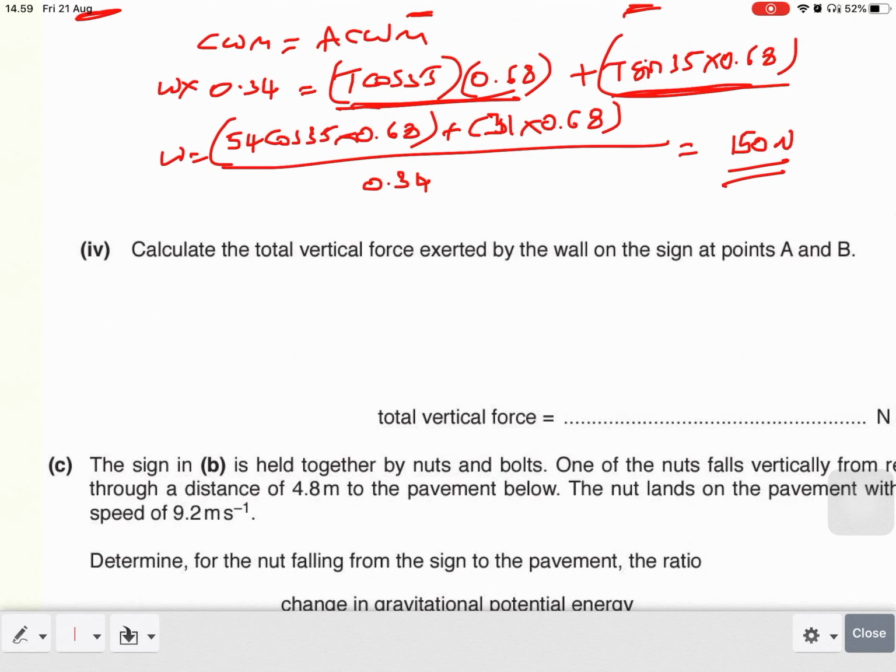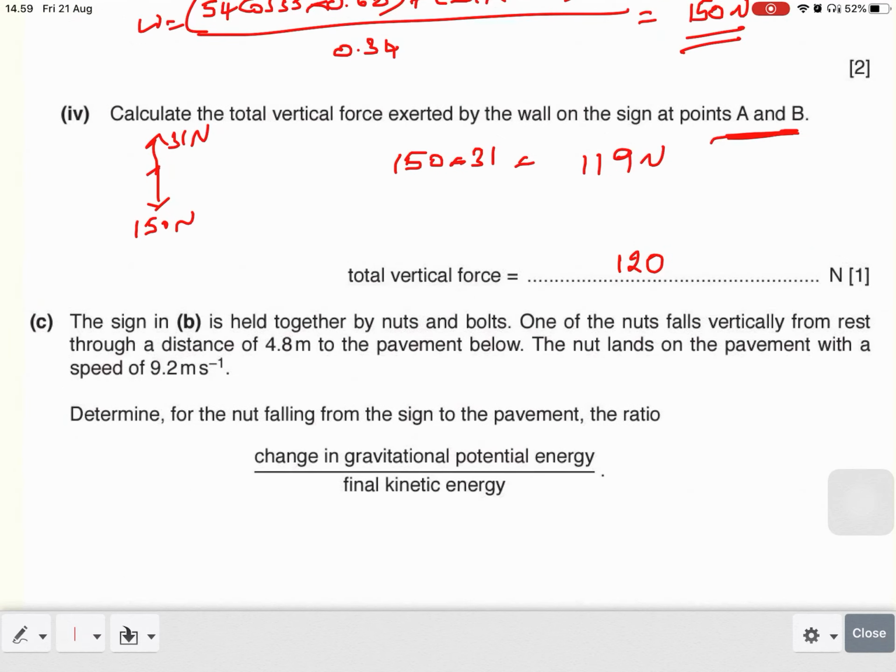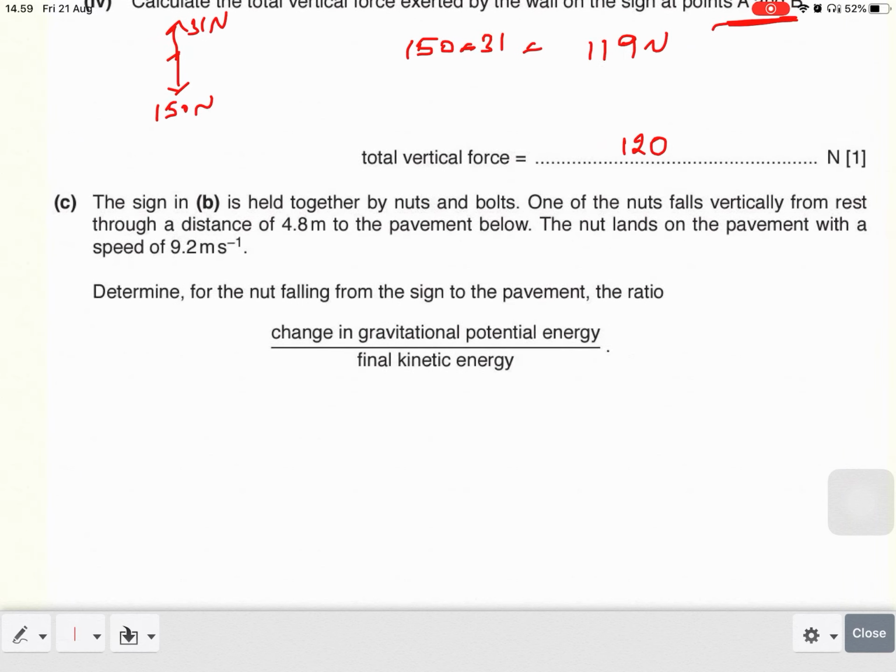And then calculate the total vertical force exerted by the wall on the sign at points A and B. The total vertical force is how much? The weight is 150 newtons downwards, and then the vertical component of the tension is 31 newtons. So 150 minus 31 is equal to 119 newtons. That's rounded to 120 newtons. Just round off, no big deal.